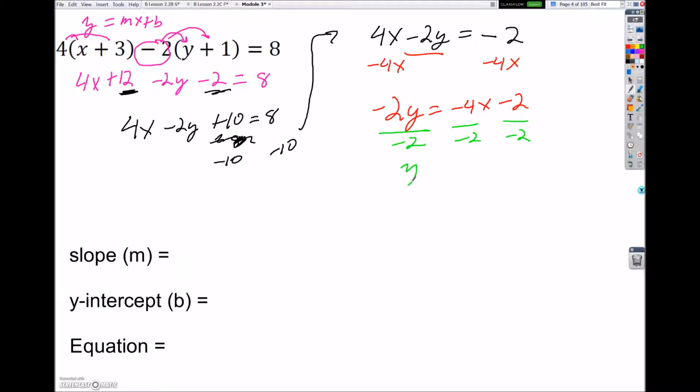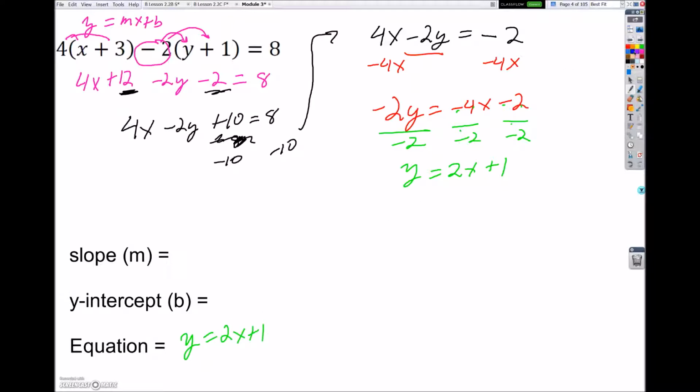And that will give me positive y is equal to negative 4 divided by negative 2 is positive 2x, and negative 2 divided by negative 2 is positive 1. So my equation of this line is y equals 2x plus 1.